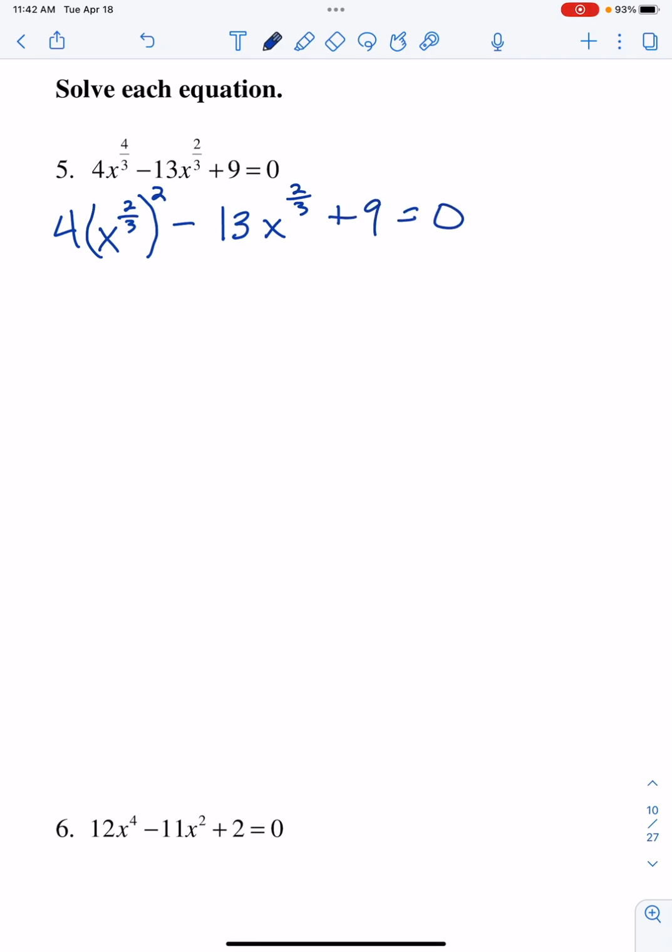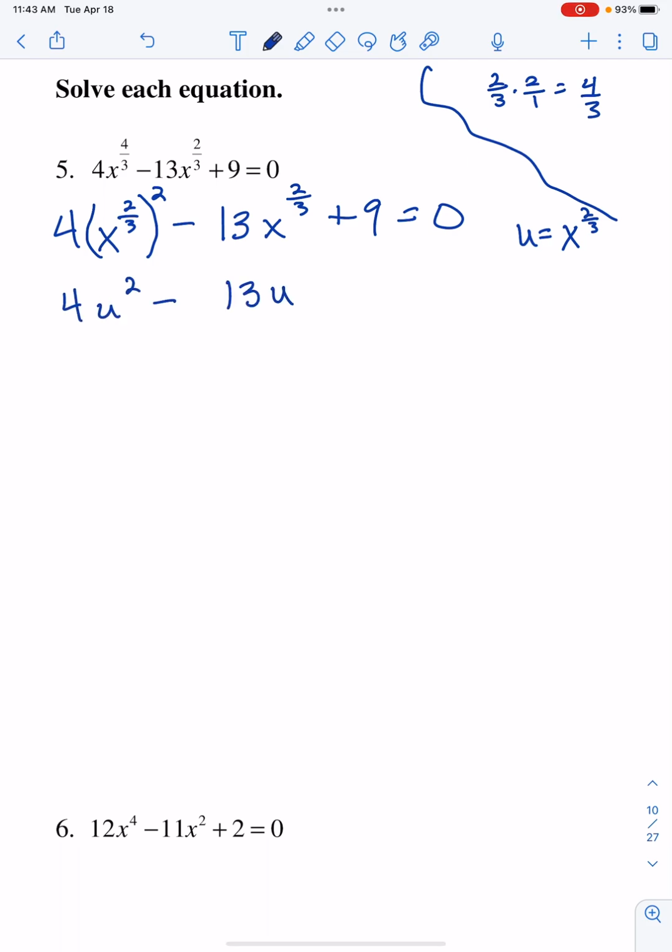You might say, how's that possible? Well, remember, a power to a power, the rule is to multiply. So if we do a little side work, 2/3 times 2/1 would be still 4/3. So that's how we can split it up. But now it helps us to see that the best way to do this problem is to let u be that repeated, goofy expression. So we're going to take out x to the 2/3 and put u there. So we're going to say 4u squared minus 13u plus 9 equals 0.